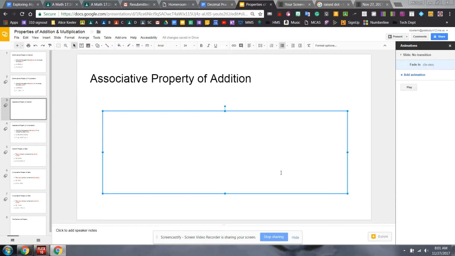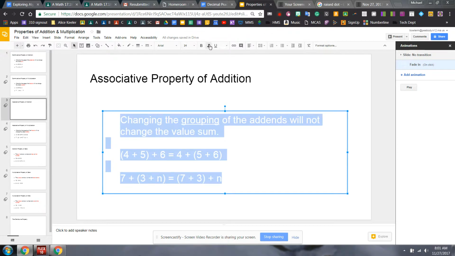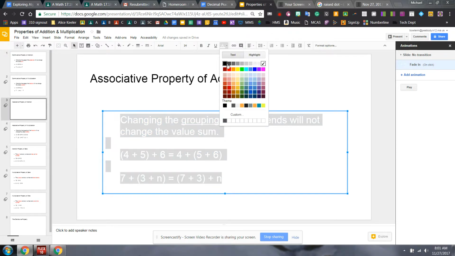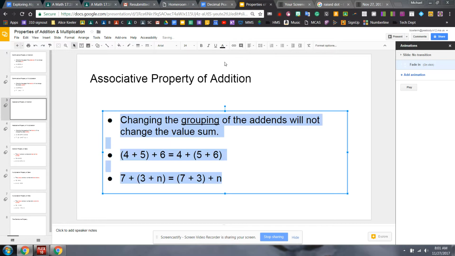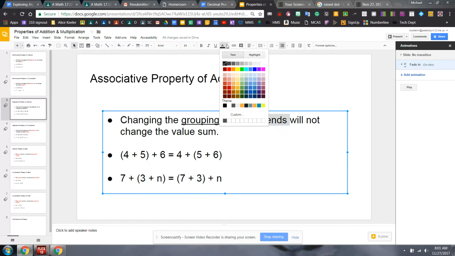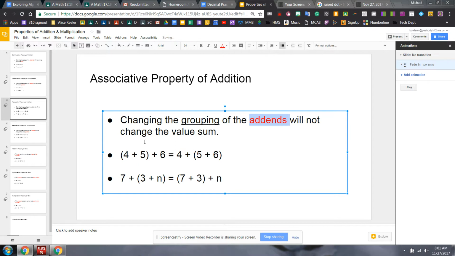We're going to look at the associative property of addition and the associative property of multiplication. When you look at the word associative, you see the word associate, and when you associate people, it's how you group yourself with them. So the associative property deals with grouping of addends or grouping of factors. And basically, when you change the grouping of the addends, it will not change the value of the sum.